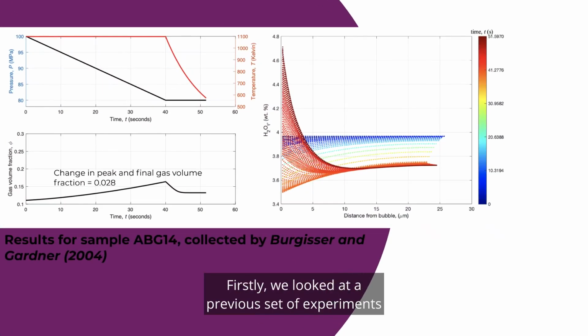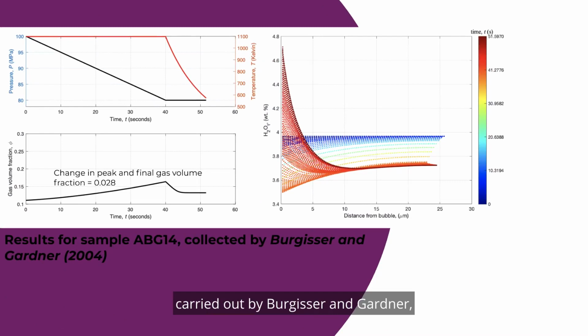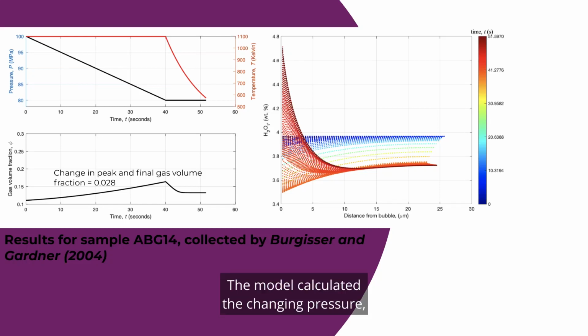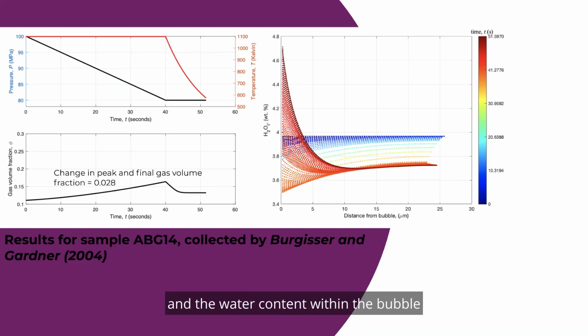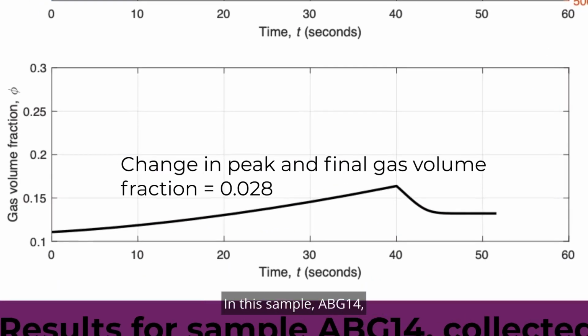Firstly, we looked at a previous set of experiments carried out by Bergser and Gardner, and used the numerical model to calculate how much resorption occurred in these decompression experiments. The model calculated the changing pressure, temperature, phi, and the water content within the bubble throughout the experiment. In this sample, ABG14, the change in phi is 0.028. It is found that in these experimental samples there is a 12 to 18% difference between the peak recorded phi and the actual final phi calculated by the numerical model.